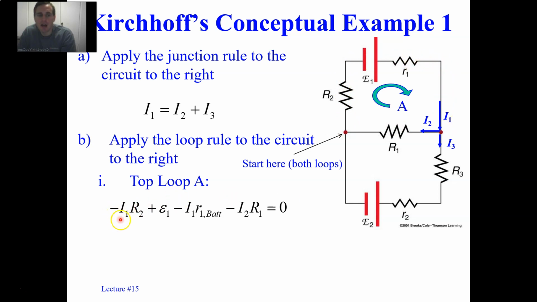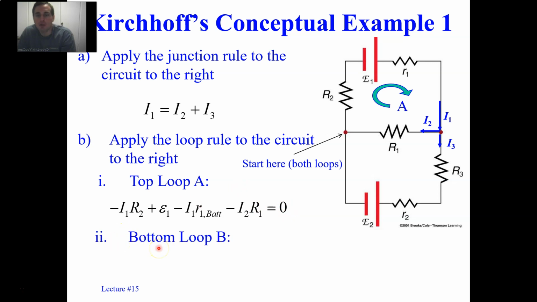So it's minus I1 R2, because we go the correct direction across this resistor, plus EMF1, we're going the correct direction across a battery, and then minus I1 times lowercase r1 of the battery, because we're going across the battery's internal resistance, and then we get to this junction point, and then we continue clockwise across this load resistor, but with current I2, so it's minus I2 times R1 equals 0. Okay.